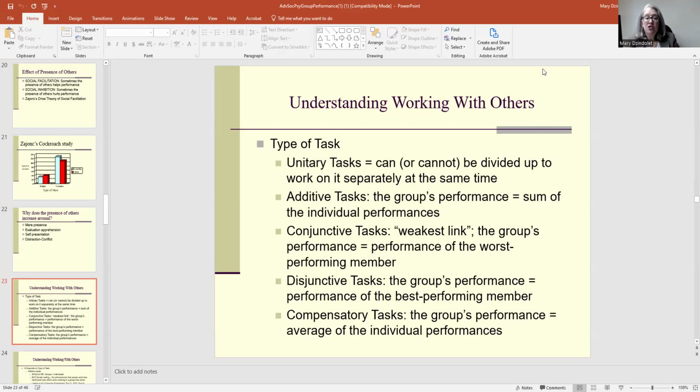But sometimes that's not how the rewards work. On a conjunctive task, the whole group does as well as its least performing, or worst performing, group member. So think about a convoy of ships. The entire group of ships has to go at the speed of the slowest ship. Does that make sense?